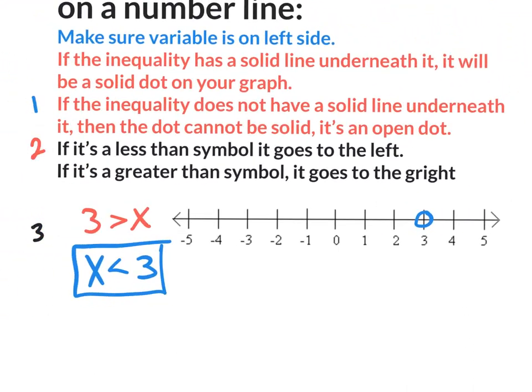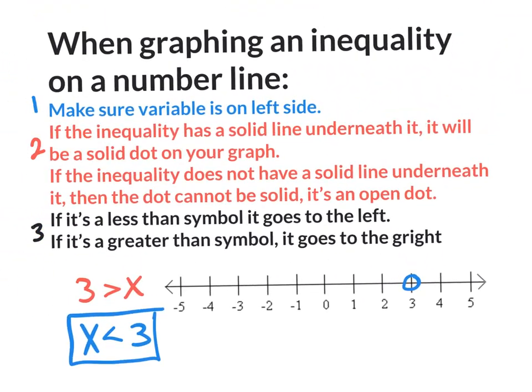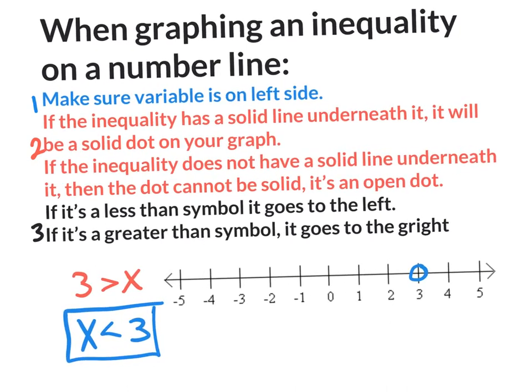Okay, and then the third tip that I have right here, you don't even need it, to be honest with you. This third tip: if you have your variable on the left side, x is on the left side, if this is a less than symbol, it's going to go to the left. If it's a greater than symbol, it's going to go to the right. But you don't even need that one.